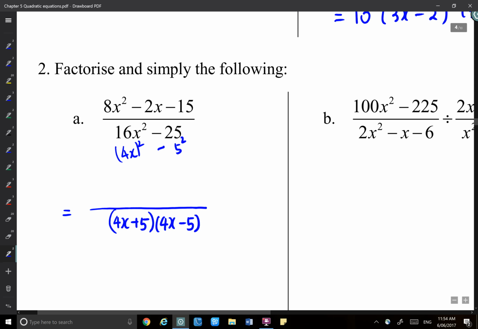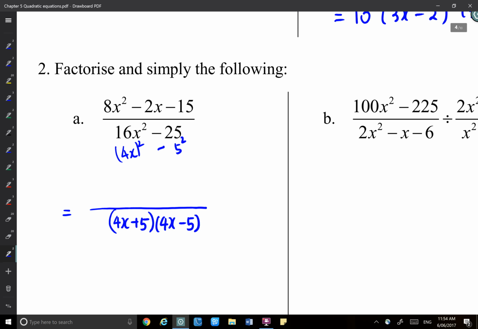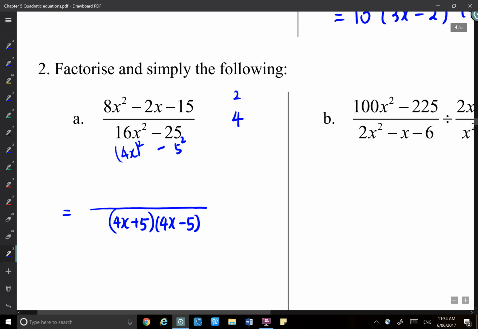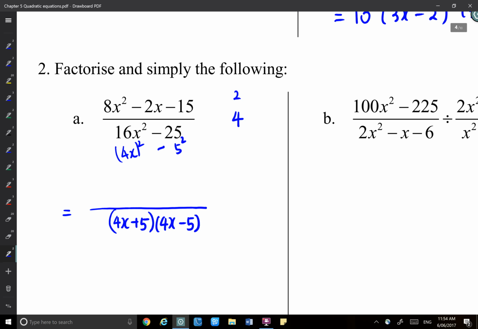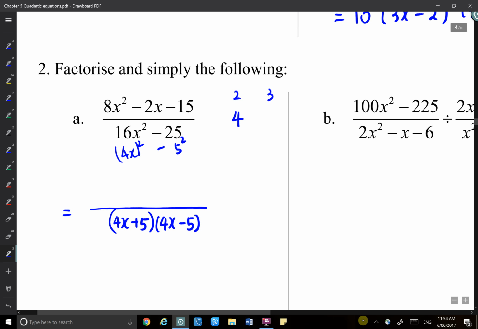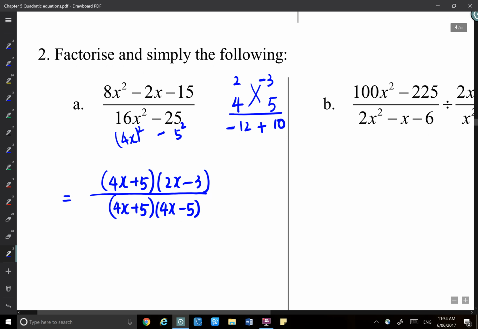On the top, we have 8 and negative 15. Well, 8 will very likely be 2 and 4, and 15 very likely will be 3 and 5. Just where is 3, where is 5? If that's 3, that's a 12, and that's a 5, which gives me 12 and 10, which can make a 2. I need a negative 2, so I need a negative 12 and a negative 3. So it's going backwards: 4x plus 5 and 2x minus 3. That's 2x minus 3 over 4x minus 5.